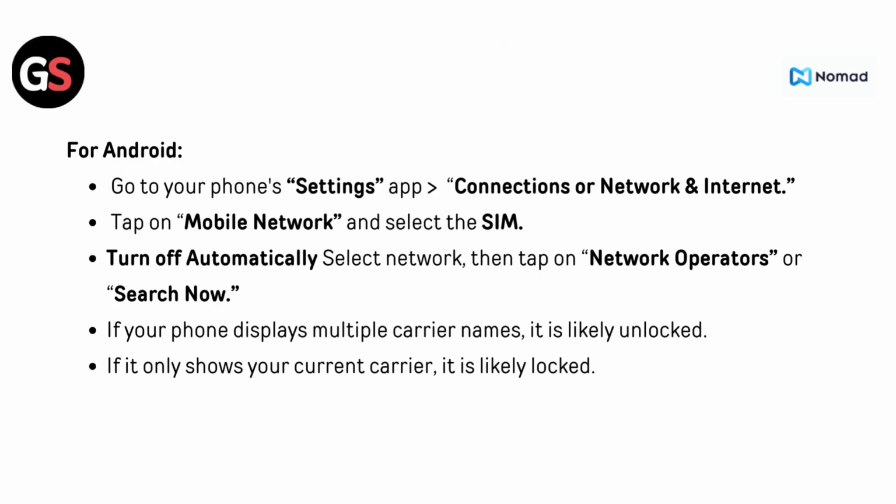For Android, go to your phone settings app, connection or network and internet, tap on mobile network and select the SIM. Turn off automatically. Select network, then tap on network operators or search now. If your phone displays multiple carrier names, it is likely unlocked. If it only shows your current carrier, it is likely locked.